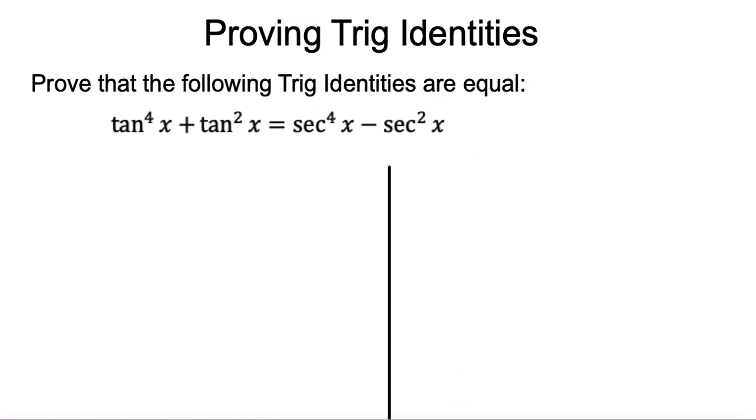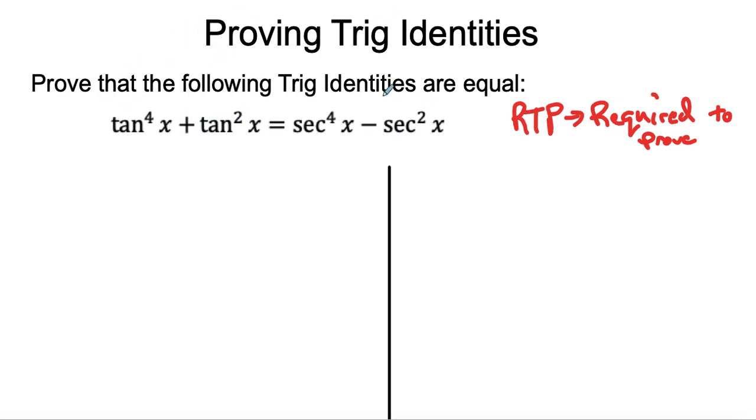Okay, let's take a look at proving some trig identities. We have a left-hand side of the equation and a right-hand side of the equation. It says, prove that the following trig identities are equal. Sometimes you'll see RTP. That means required to prove, which is the exact same thing. Just letting you know that RTP just means required to prove.